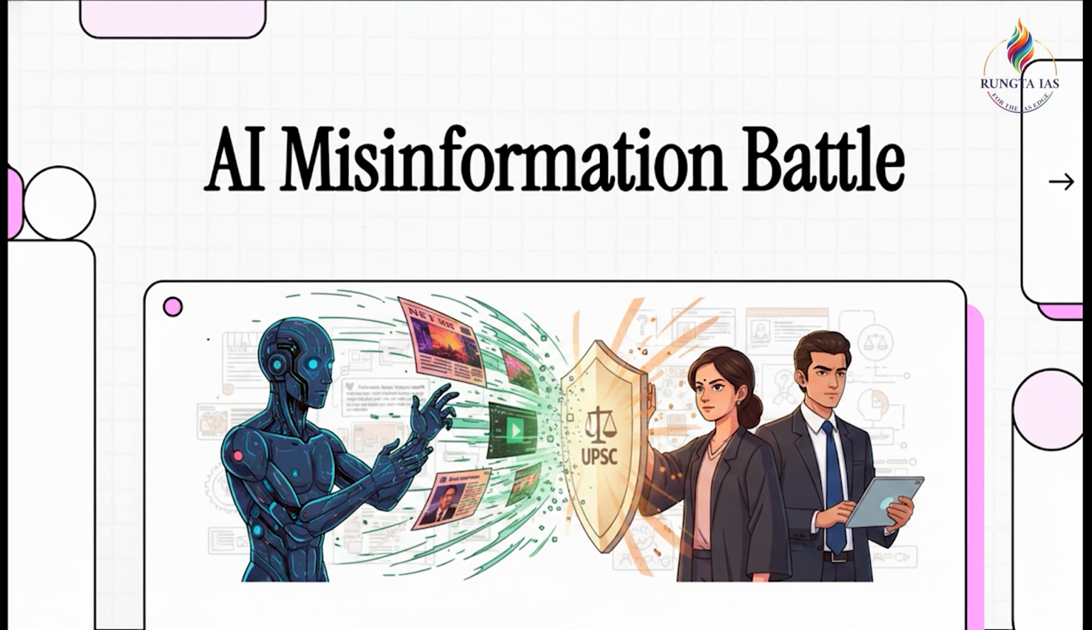Today we're diving into a highly critical, high-yield topic for your GS Paper 3 Science and Technology and Internal Security, as well as your GS Paper 4 Ethics. We're going to unpack the absolute menace of AI misinformation and, more importantly, show you how to maximize your marks on this topic.